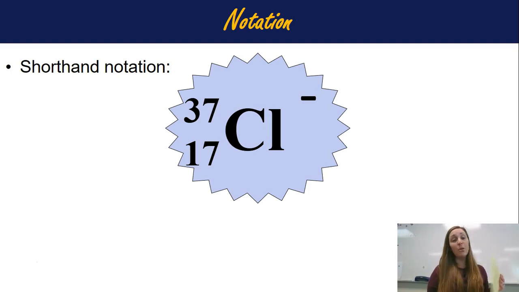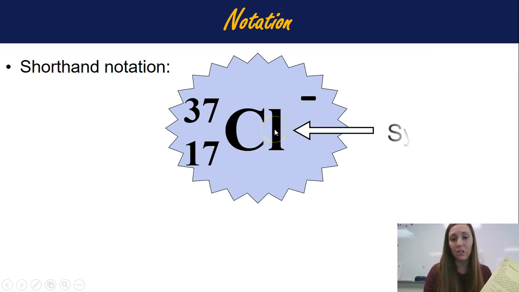The first thing is, if you look on your periodic table, you already know this. This is all the elements, and all the elements have a symbol. That's one or two letters that tell you what element it is, which is obviously a heck of a lot shorter than writing the whole name. So instead of writing chlorine, the first thing you write for shorthand notation is its symbol, Cl. Make sure it's a capital first letter, and if it has a second letter, that's always lowercase.